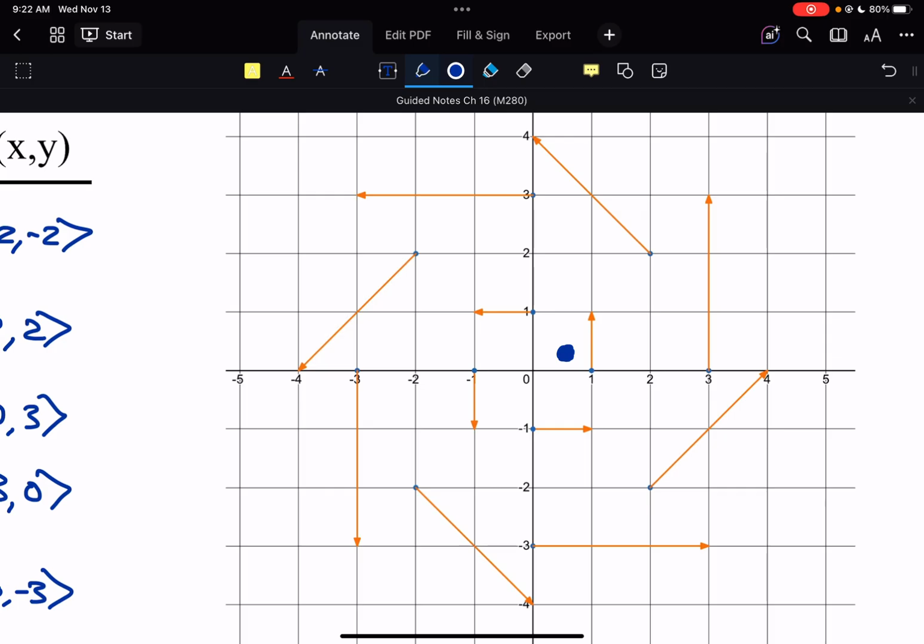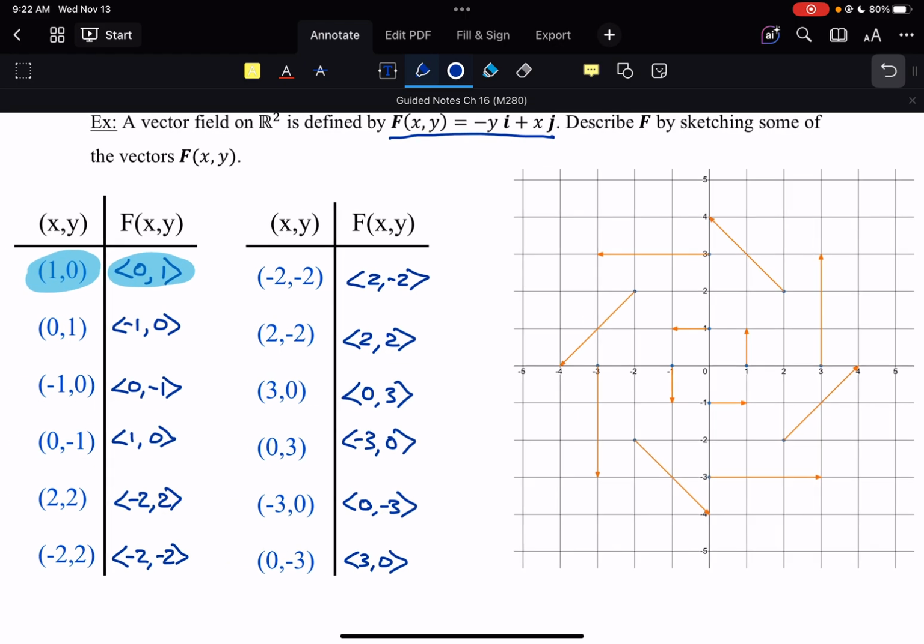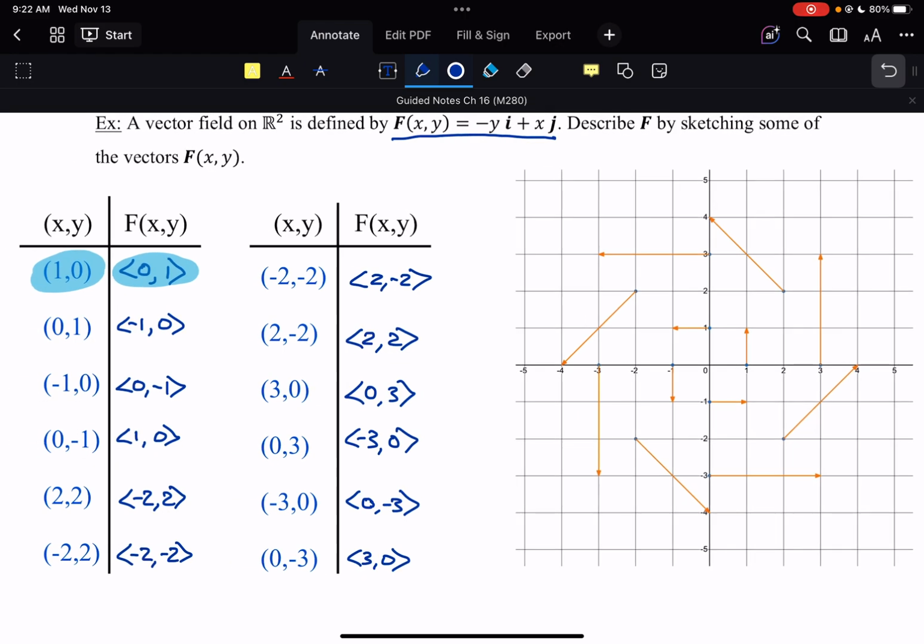So that gives us a general sense of how an object might move through this vector field, right? This current or the flow of this. And oftentimes we'll be talking about things like particle motion as we look at vector fields like this.